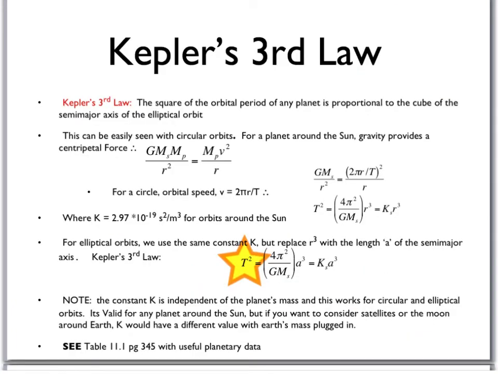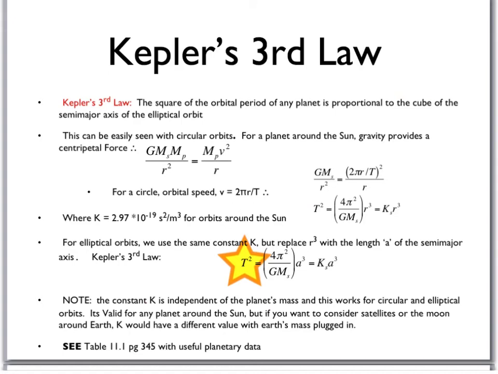So here we are at Kepler's third and final law. Kepler's third law basically says that the square of the orbital period of any planet is proportional to the cube of the semi-major axis of the elliptical orbit. Now let's just quickly talk about where that comes from.